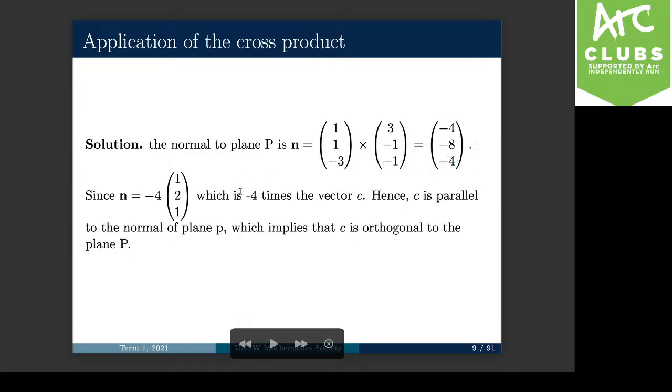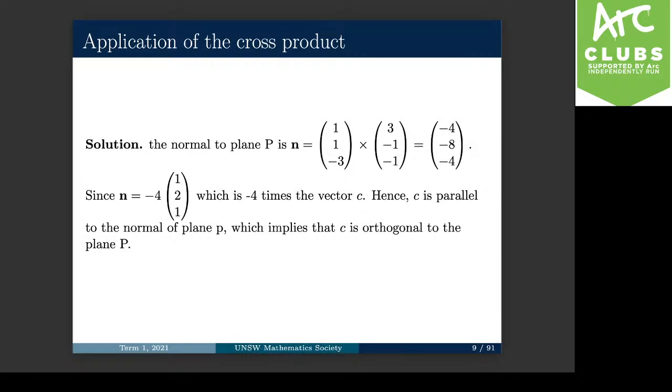And note that the normal to the plane is actually minus 4 times the vector c. So since it's a multiple of vector c, you know that c must be parallel to the normal of the plane, right? So therefore, if you think visually, then plane P will obviously be orthogonal to C. So this is just an alternative to the first method that I talked about. You can use either of them and it should all be correct.